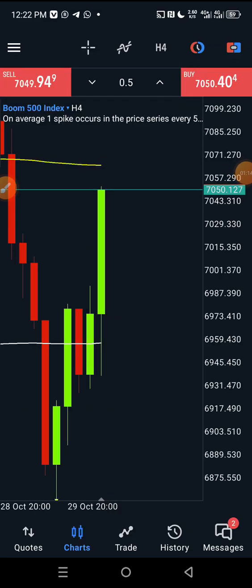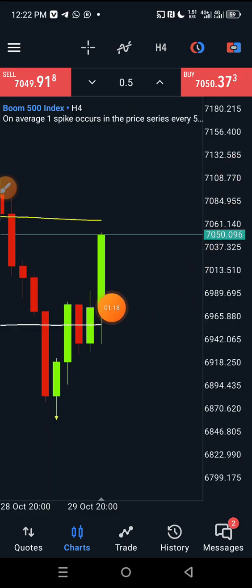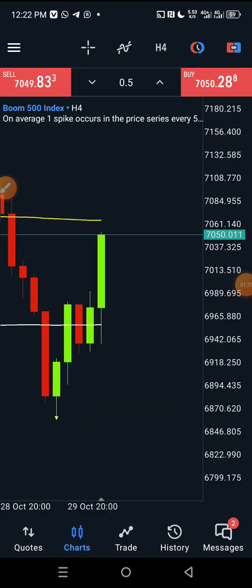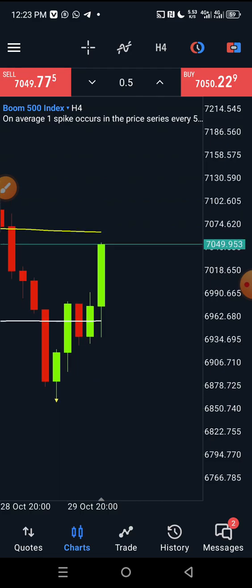Okay, so if you go back to our chart, you will not see any line apart from the indicators I set. So now, how do you set take profit and stop loss in Boom and Crash? Let's first of all talk about the take profit.